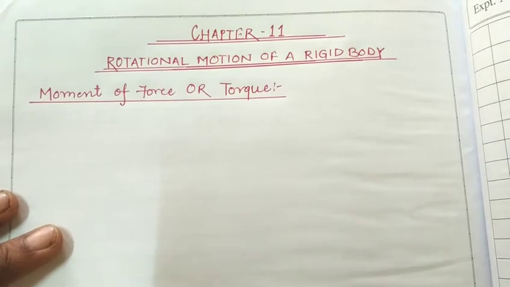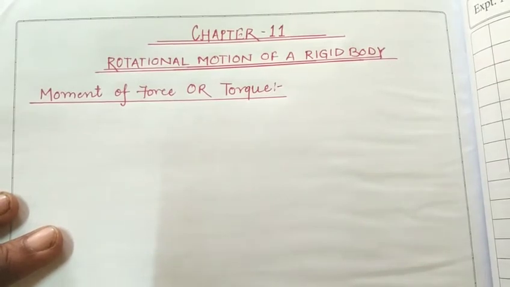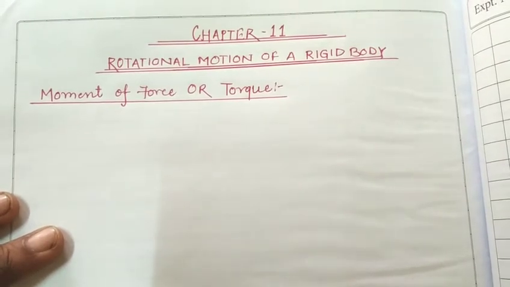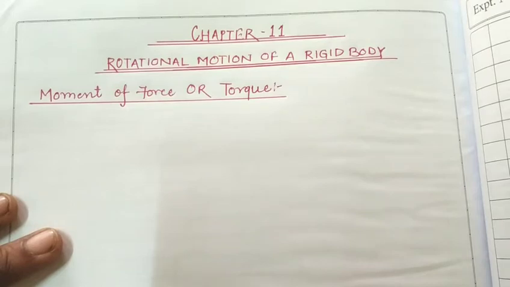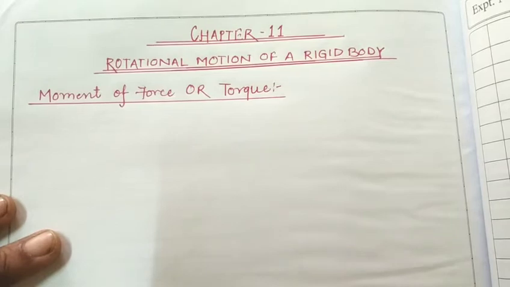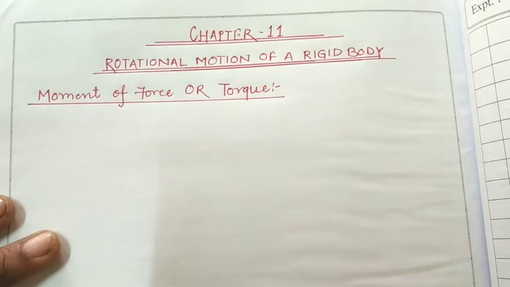Students, today I am going to start a new chapter, chapter number 11, rotational motion of a rigid body. In a series of video lectures we have learned a lot of things, how to calculate the center of mass and some related topics. Today, with the help of this video lecture, we are going to learn moment of force and torque, that is the first topic.